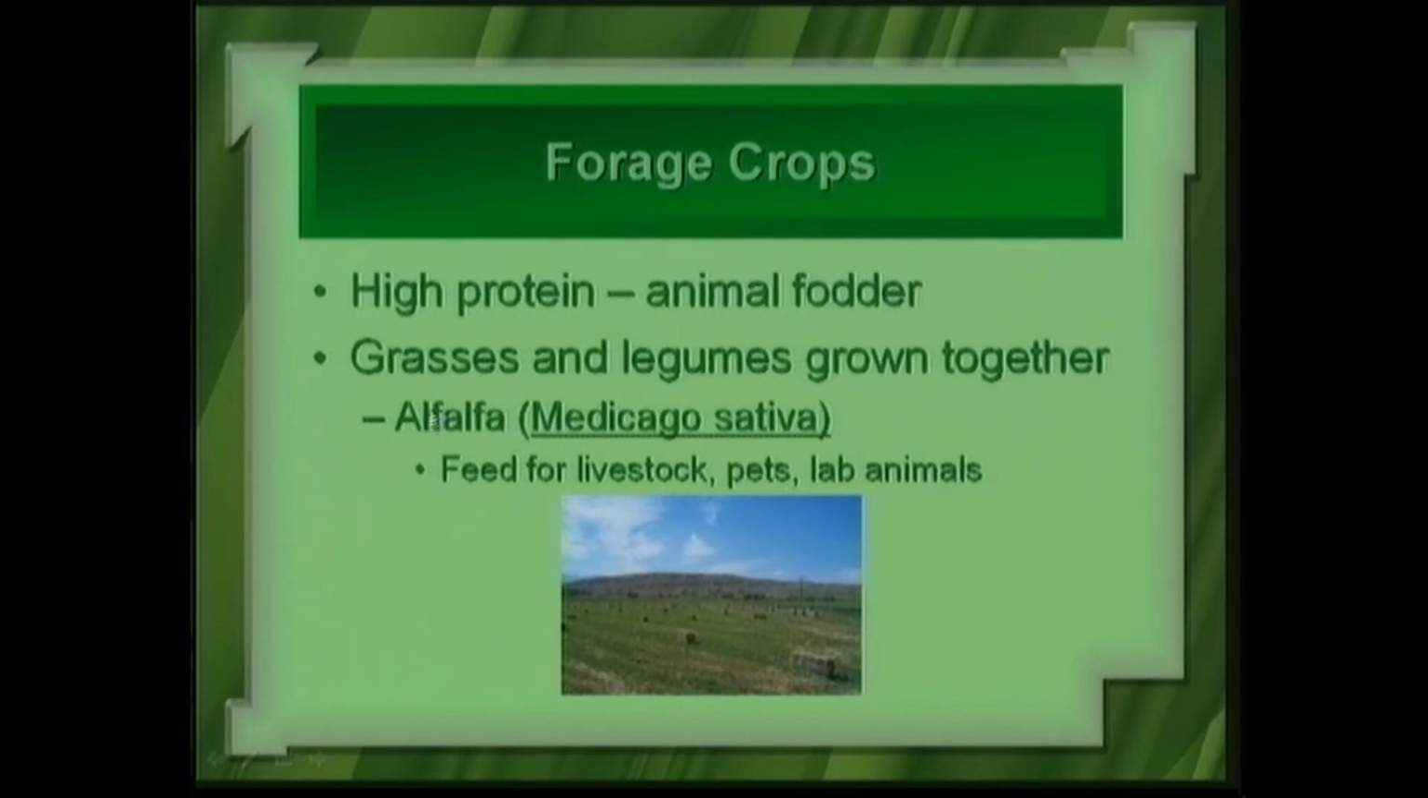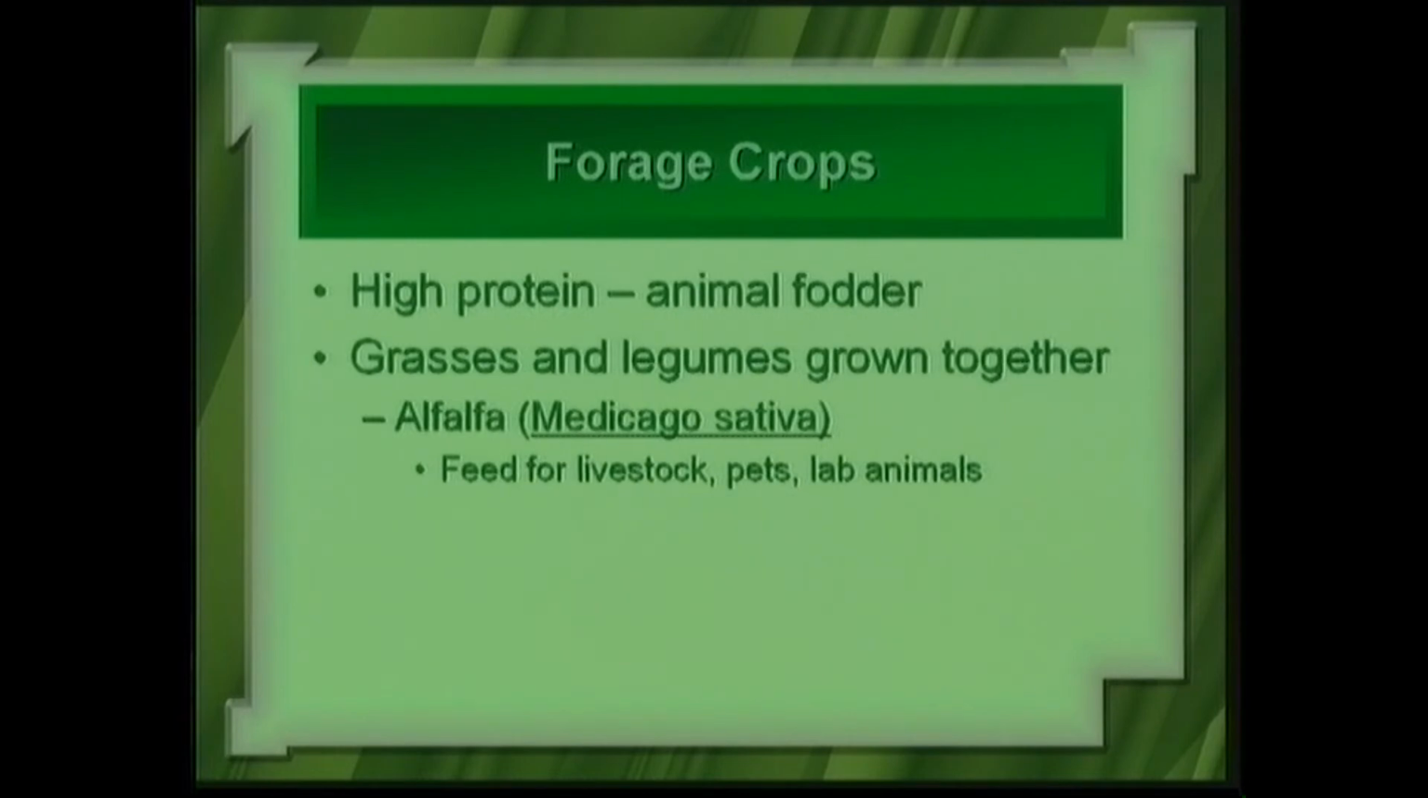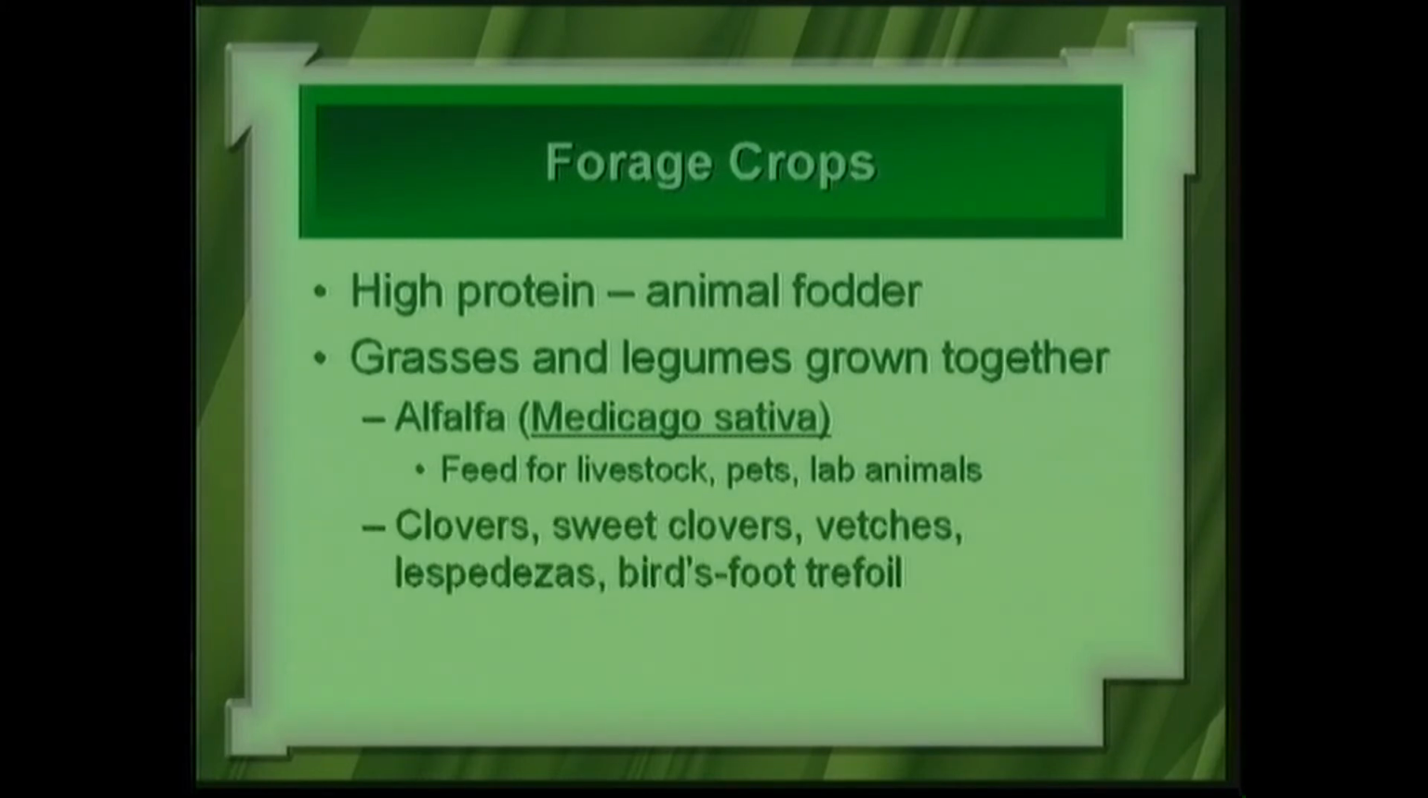So generally they make a proprietary mixture of alfalfa and nutrients to make a whole food for these animals. Isn't that neat? You also have a whole bunch of different kinds of forage legumes, such as clovers.